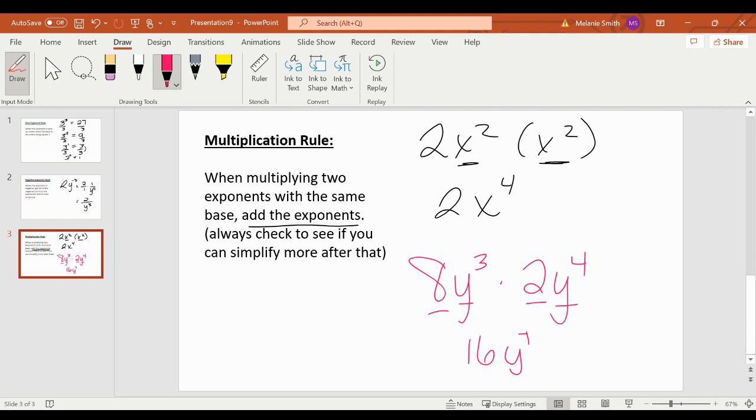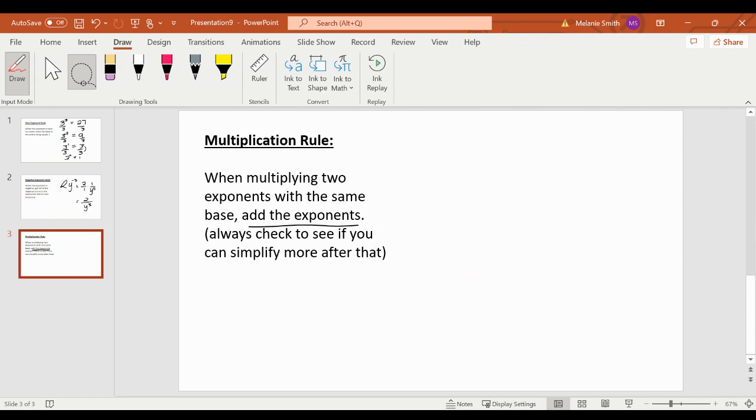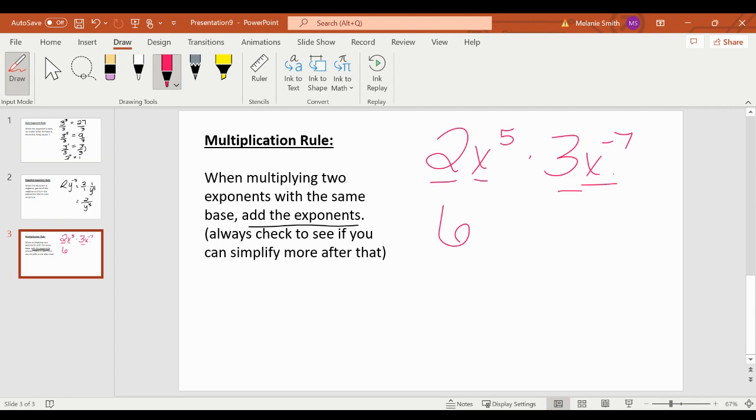Now you can add and get negatives. And in those situations, you might want to simplify a little bit further. So let's take a look at that real quick. So let's say you've got 2x to the 5th times 3x to the negative 7 power. So I'm still going to multiply 2 times 3 is 6. And then x to the 5th times x to the negative 7 is going to be x to the negative 7 plus 5, which is negative 2.